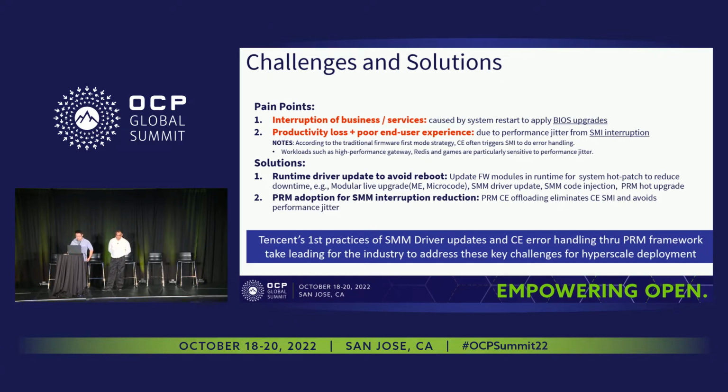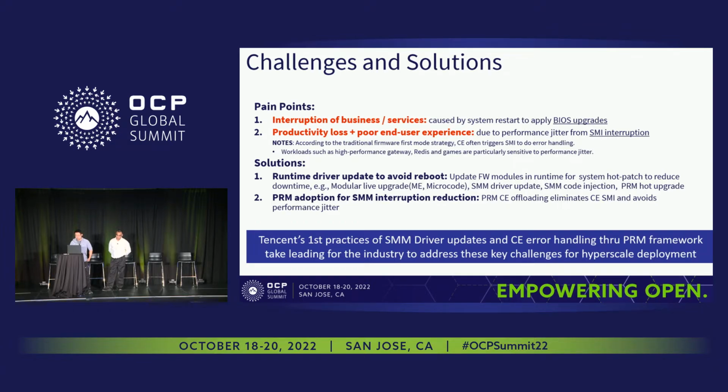Okay, so first let's look at the two major challenges from our side, the Tencent Cloud servers. The first one is the long downtime due to the BIOS update, because we need to do a system reset after the BIOS update. The second one is what we call productivity loss and bad end user experience due to the jitters from SMI interruption.